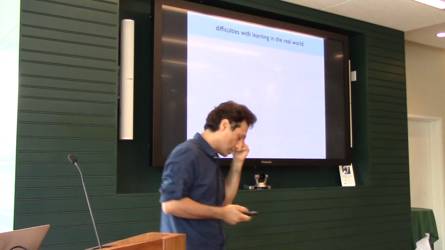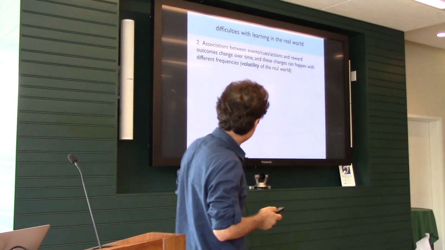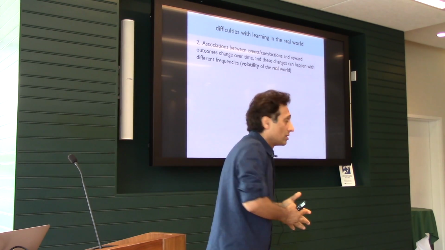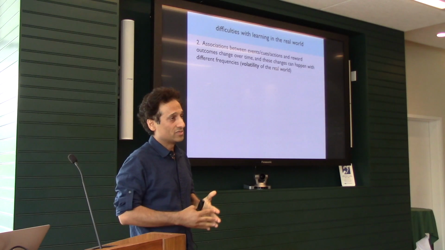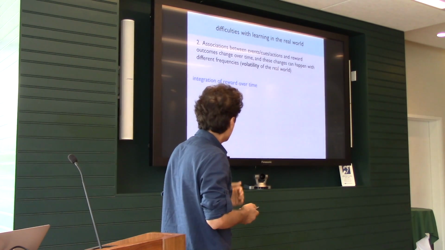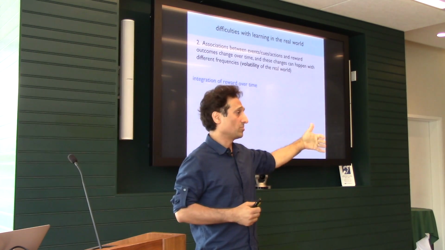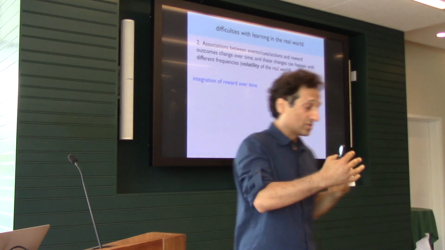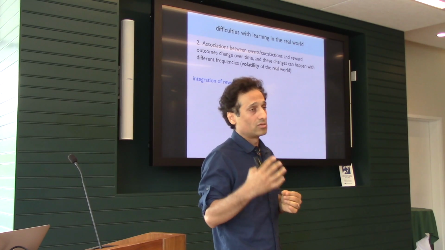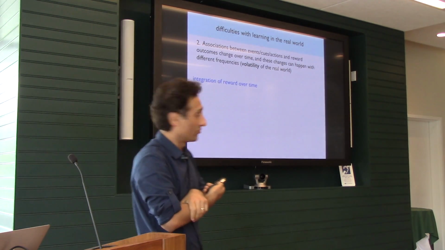Another difficulty with learning in the real world, which requires adjustment, is that the association between cues, outcomes, and reward constantly changes over time, and that can happen at different time scales. So basically, if you want to know the value of anything, like an interaction with somebody, choosing some option, eating some food, over time you cannot rely on one outcome to determine the value of something. You have to integrate the outcomes over time, and that's what we call integration of reward.